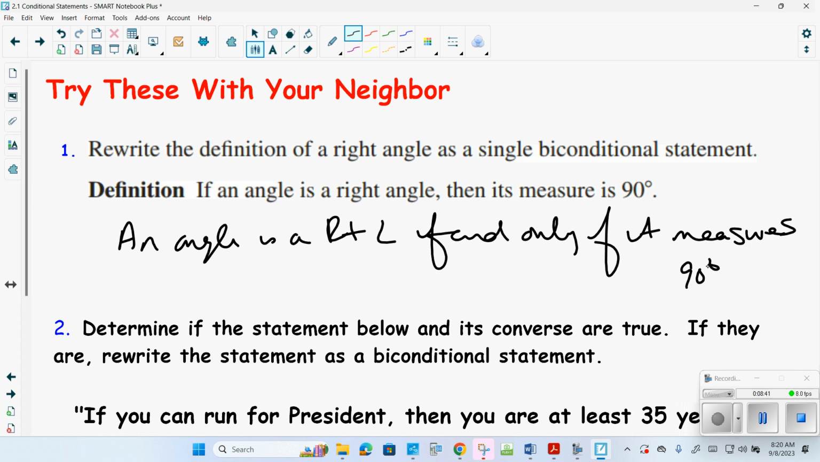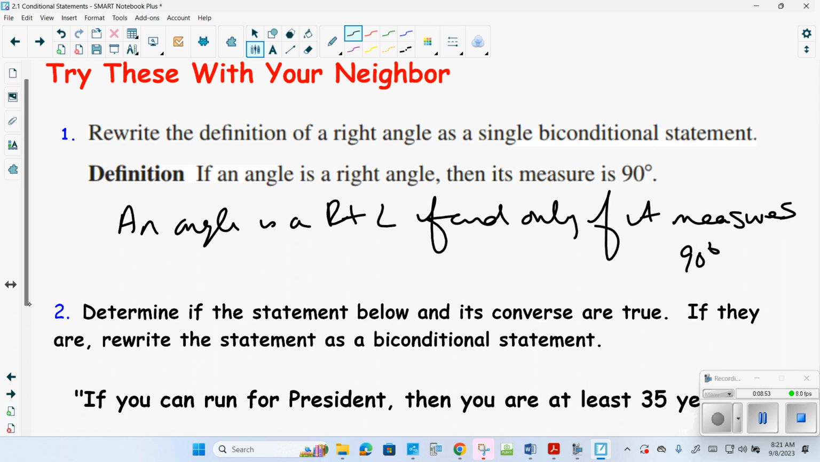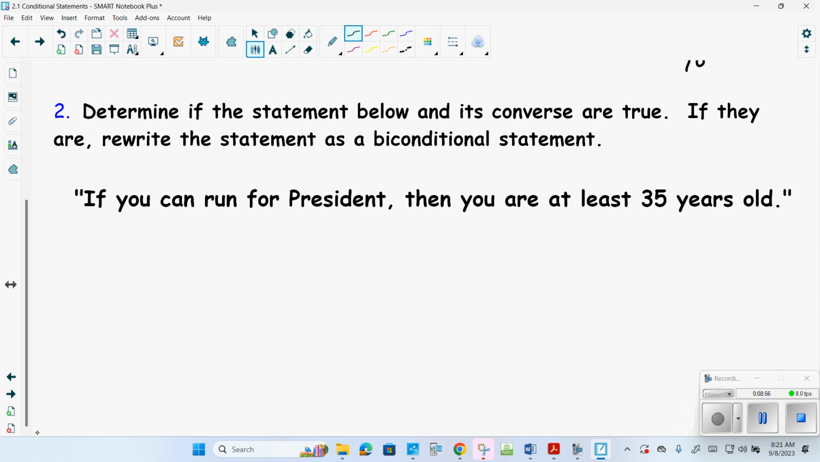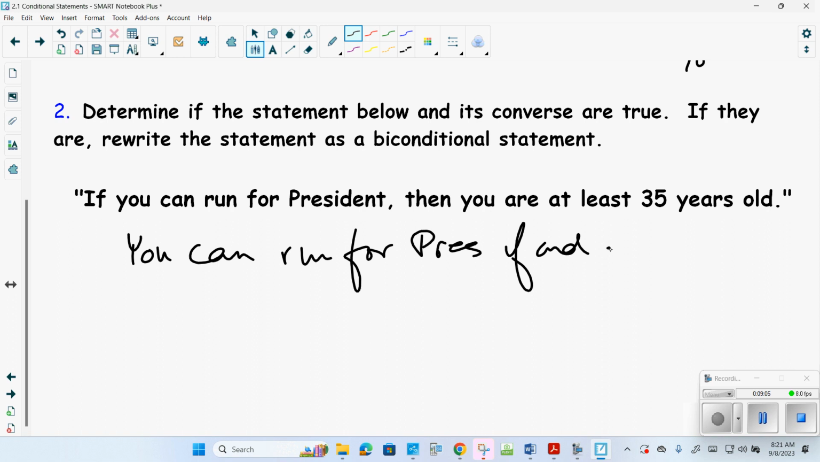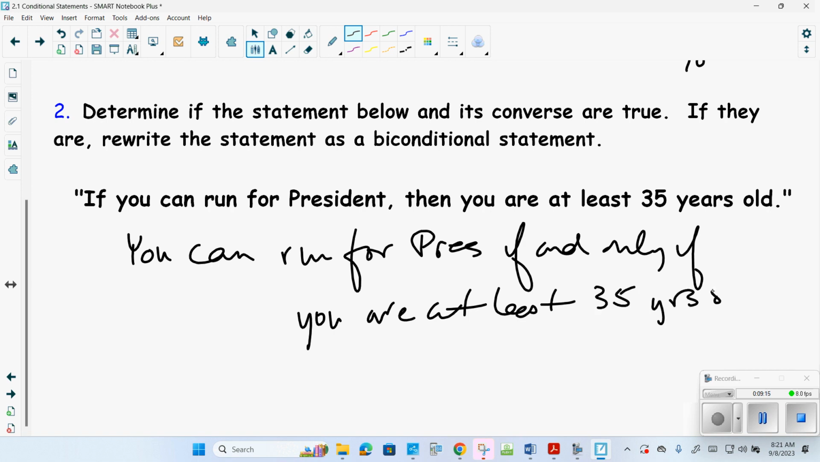Determine if the statement below and its converse are true. If you can, rewrite it as a biconditional. If you run for president, then you are at least 35 years old. If you are 35 years old, you can run for president. That is true. So, as a biconditional, you can run for president if and only if you are at least 35 years old.